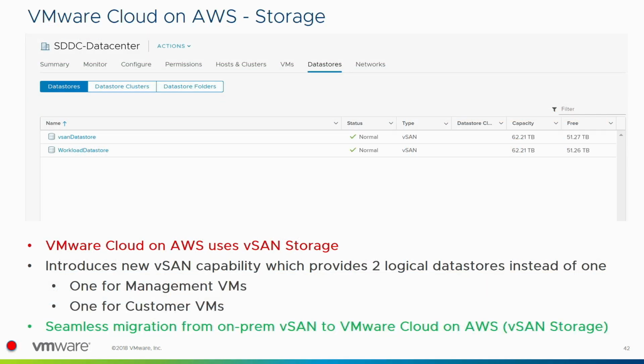So once you go to the GUI and look at your data center, you would see that VMware Cloud on AWS uses vSAN storage, and it basically provides two logical data stores. It provides a vSAN data store and a workload data store, where the workload data store is for the compute, right? And I already spoke about the seamless migration from on-prem vSAN to VMware Cloud on AWS, which uses vSAN storage.